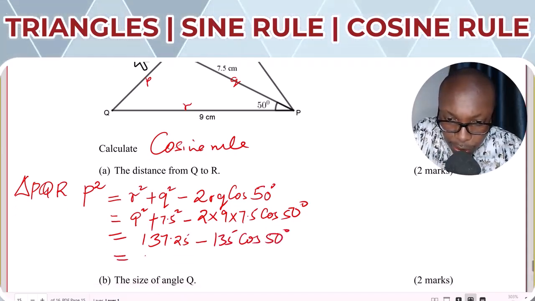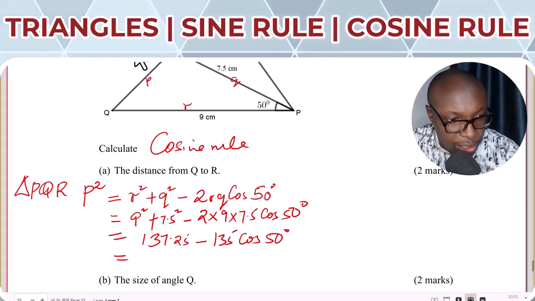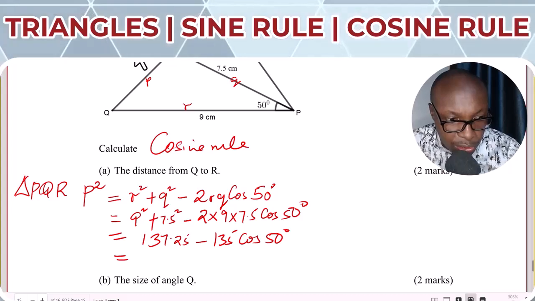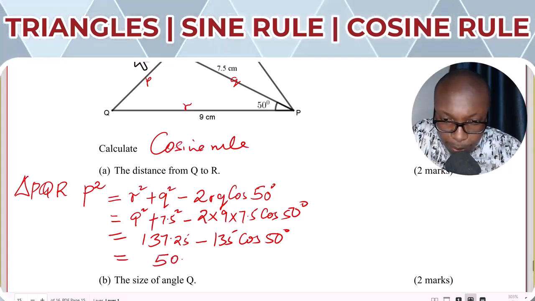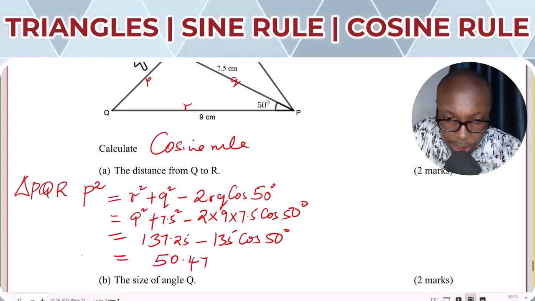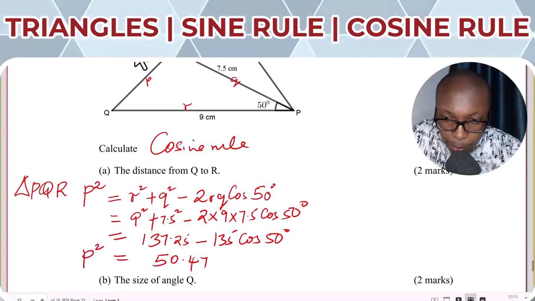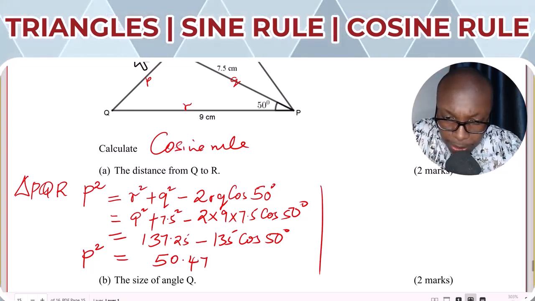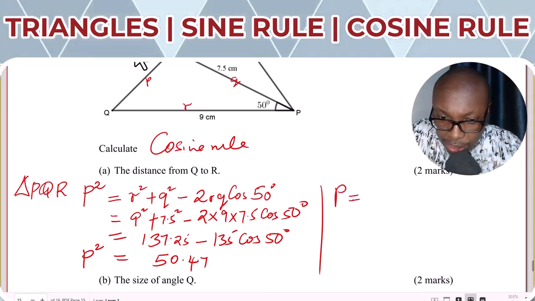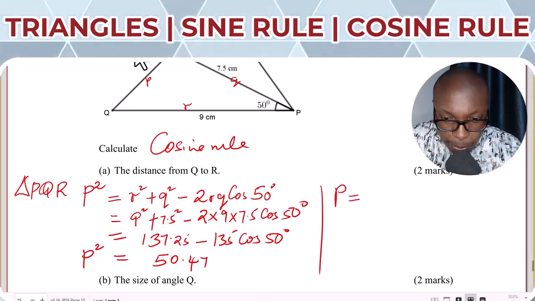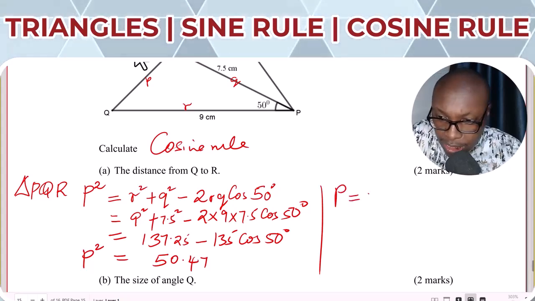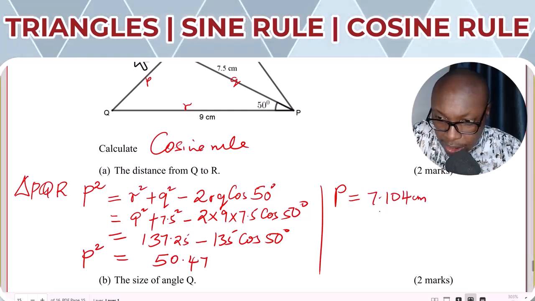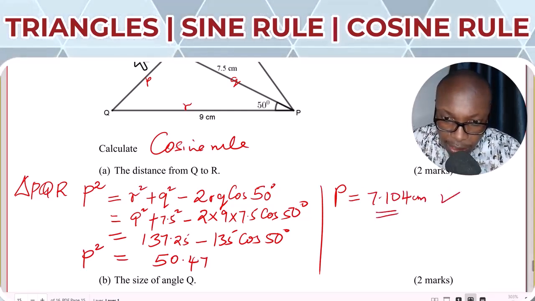From this stage now you can work out everything. 137.25 subtract 135 cosine of 50 using a calculator. You'll get 50.47. So that is p squared. So p squared is equal to 50.47. So how do you get p? By getting the square root of both sides. Square root of p squared is p. The square root of 50.47 will be 7.104. That is correct to 4 significant figures, centimeters. So that is the distance from Q to R.